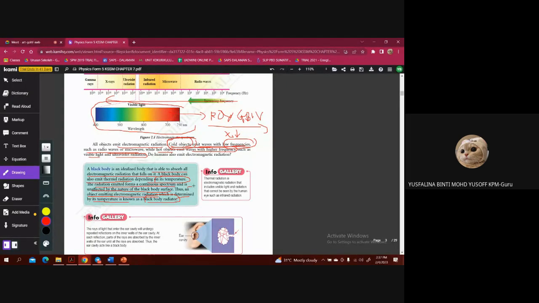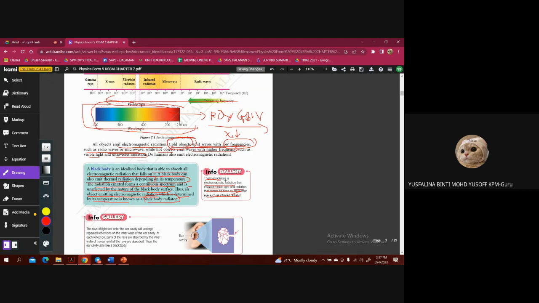This part also explains what thermal radiation actually is. Thermal radiation is electromagnetic radiation that includes visible light and radiation that cannot be seen by the human eye, such as infrared radiation. Our eyes cannot detect infrared radiation. The one that we can see is only the visible light.